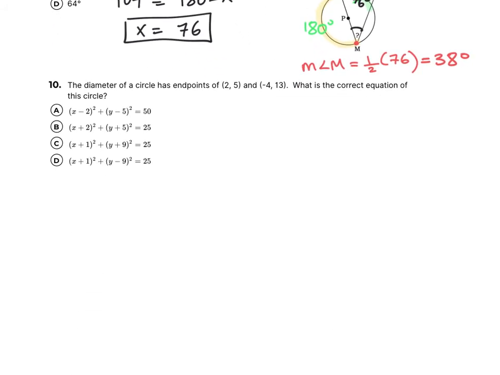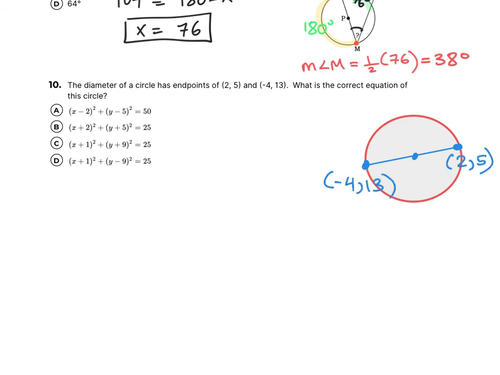In number 10, the diameter of a circle. So I'm going to sketch a circle for you to see it. I'm going to sketch a diameter. And remember, a diameter actually goes through the center of the circle. So this is not drawn to scale, but this is negative 4, 13, and this is 2, 5. And I need to find the equation of this circle.